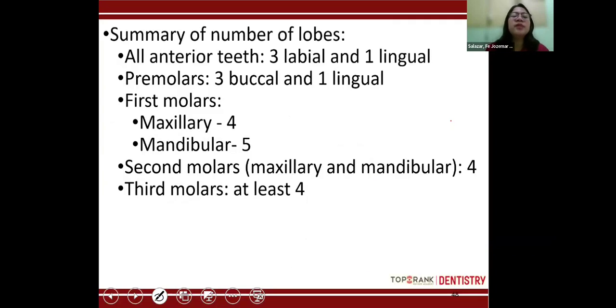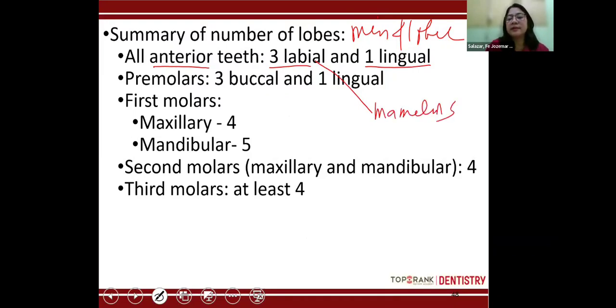Okay, so to summarize the number of lobes, you have to remember, class, that a tooth will develop from a minimum of 4 lobes. Yeah, minimum 4 lobes. Okay, so anteriors, 3 labial, 1 lingual. What happens to your labial lobes? Labial lobes will become your mamelons, while the lingual lobe will become the cingulum.